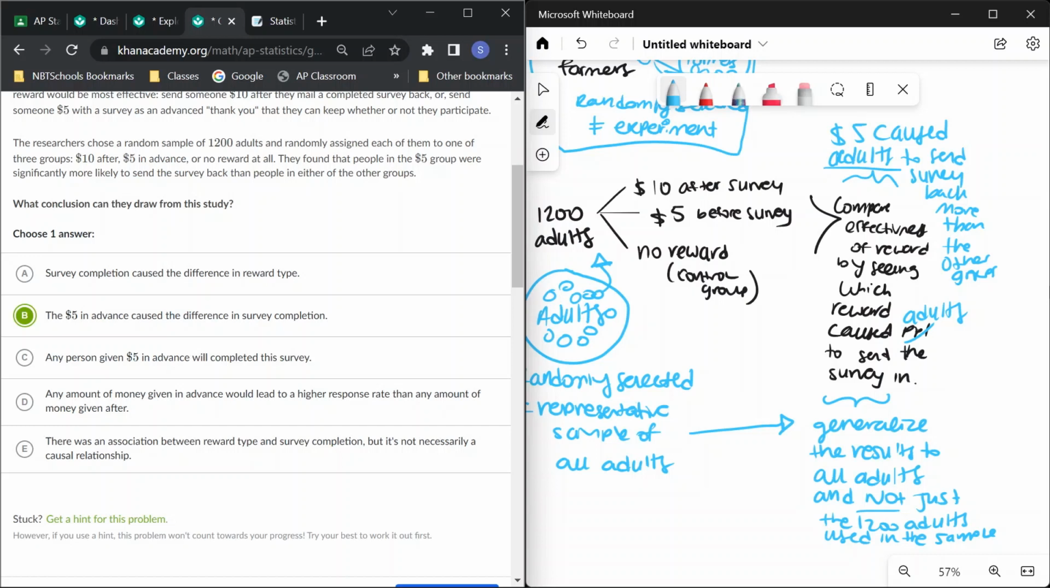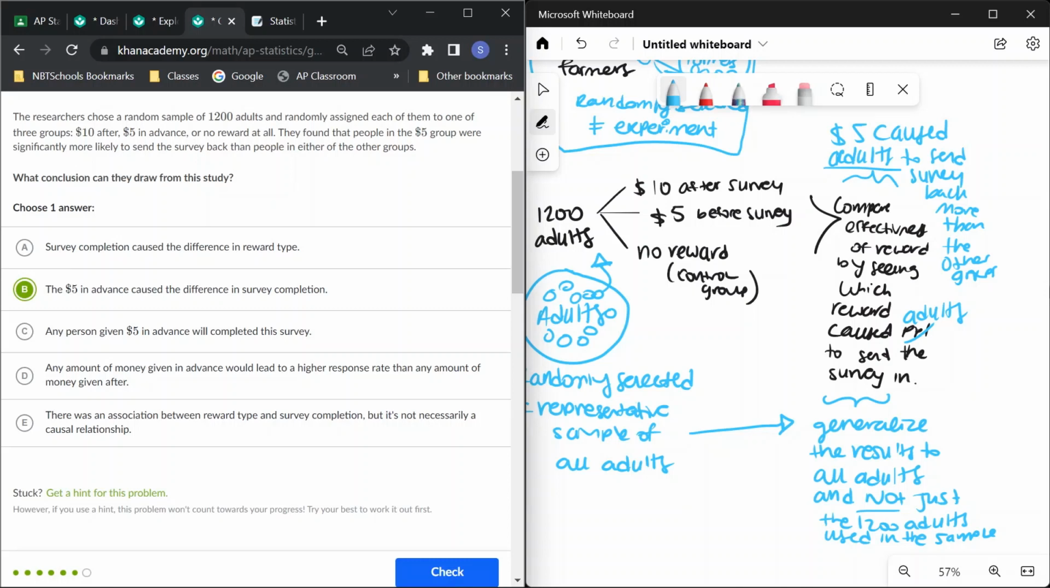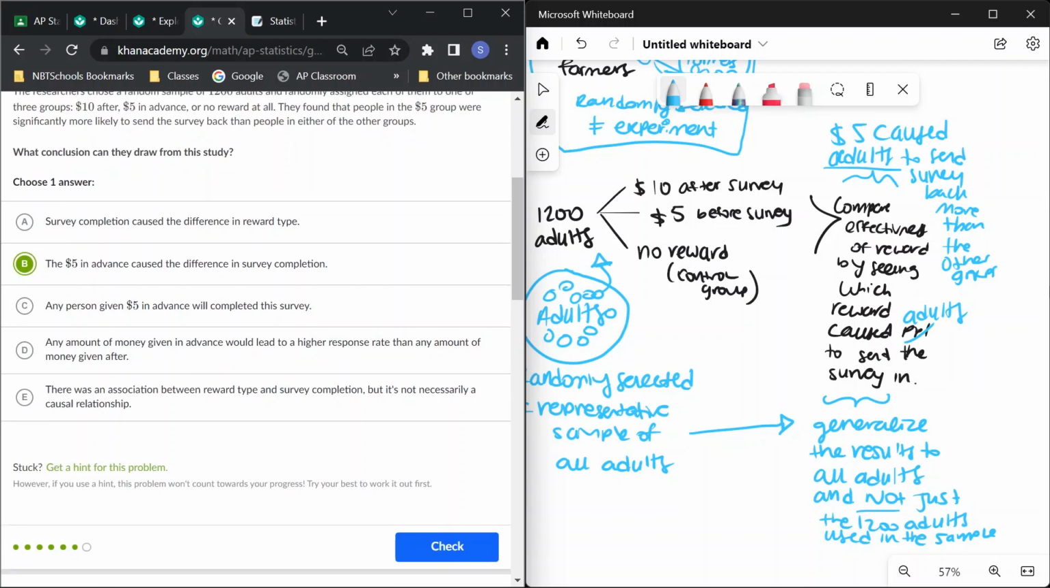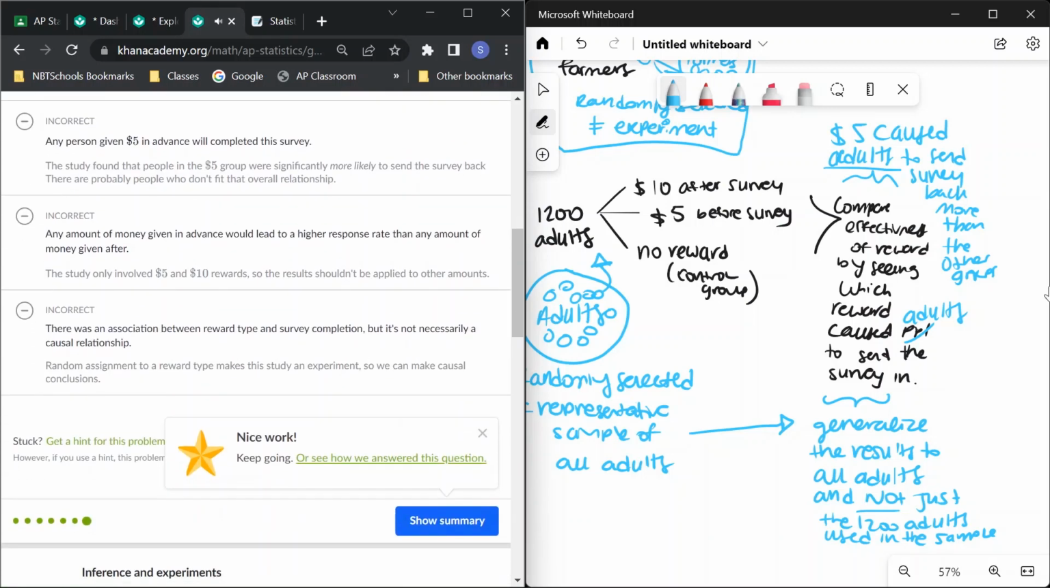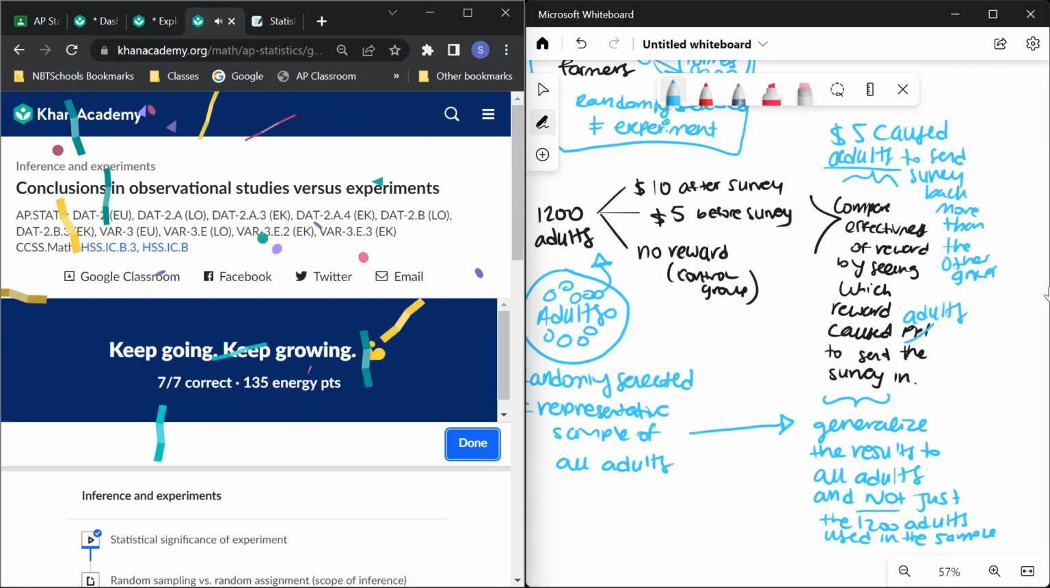In the population of all adults, any person given $5 will complete the survey. You don't know that. No, we don't know if they will. That's why I was struggling a little here to make the conclusion. We don't know if any person will, it's just started. Okay, anyway, any amount of money given in advance will lead to a higher, no. Okay, finally we're done.